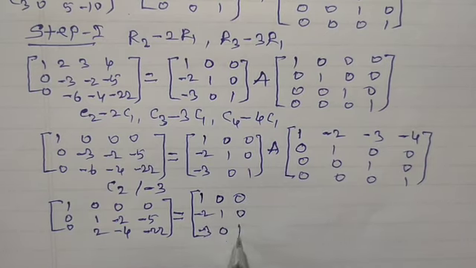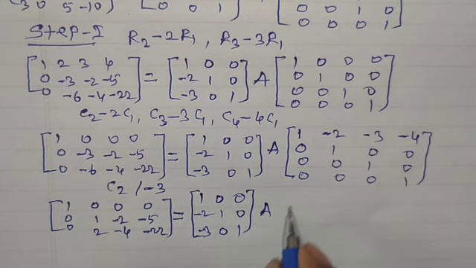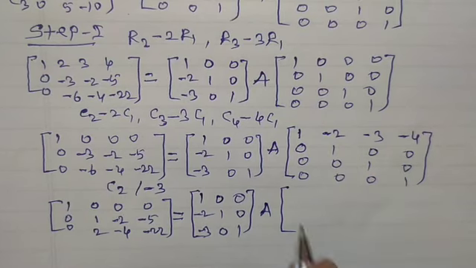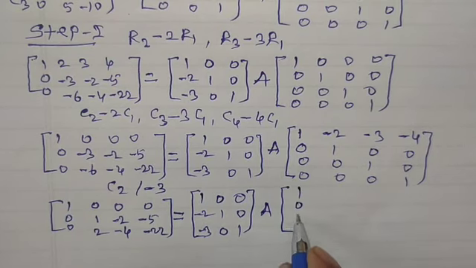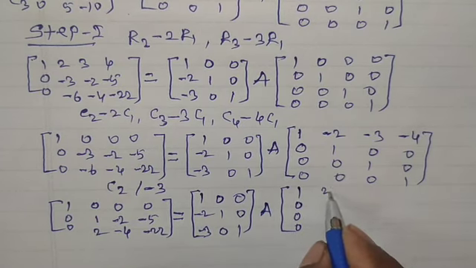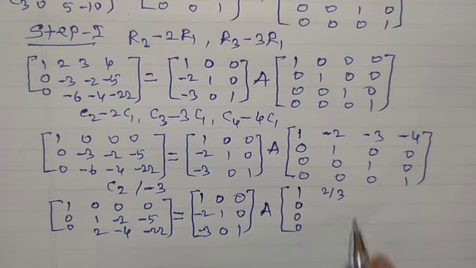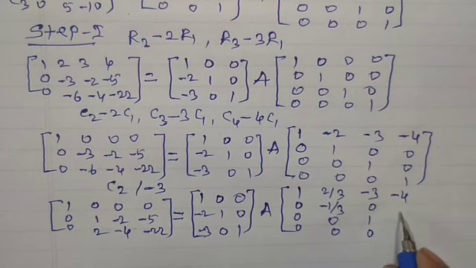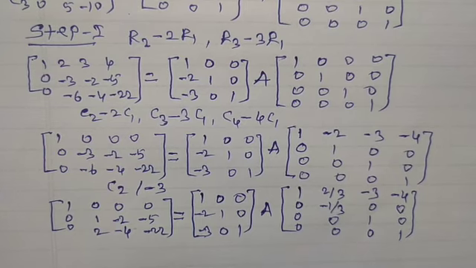minus 3 0 1, A, and then this matrix. Change in C2 only, first column as it is, minus 2 divided by minus 3, that is 2 upon 3, right? Then 1 divided by minus 3, that is minus 1 upon 3, 0 0, these two columns as it is, minus 3 0 1 0, minus 4 0 0 1. Okay, we get this matrix.